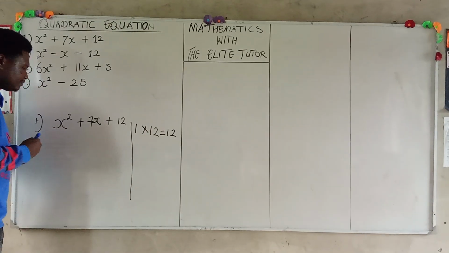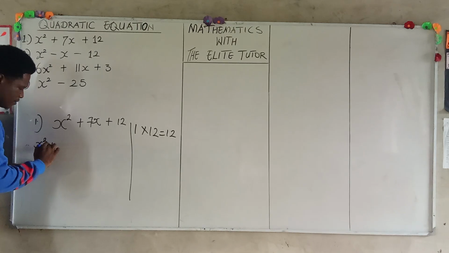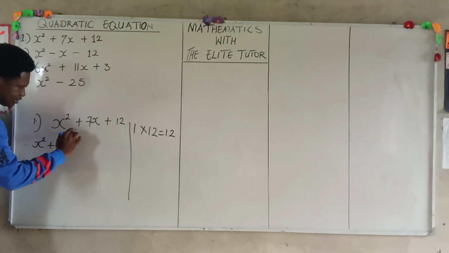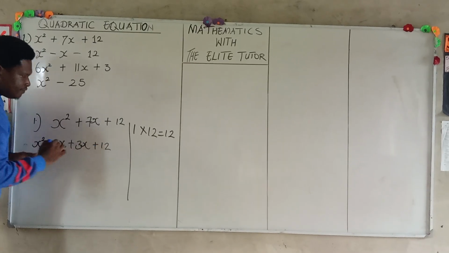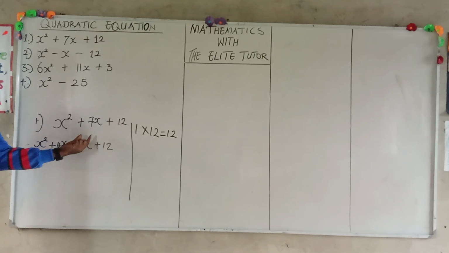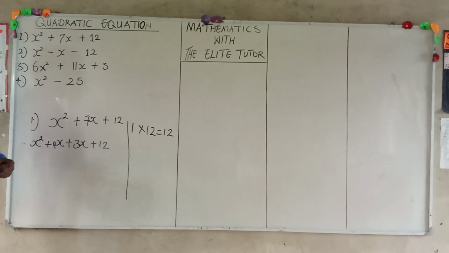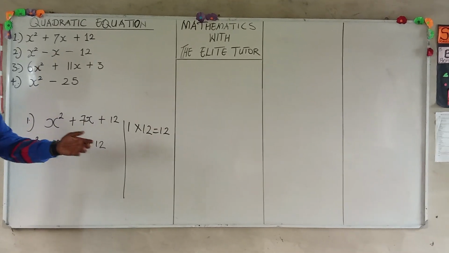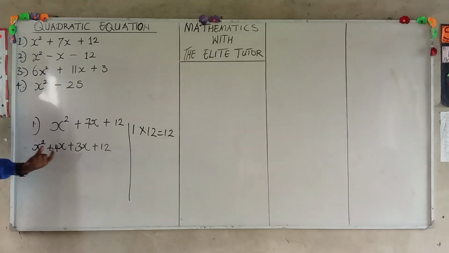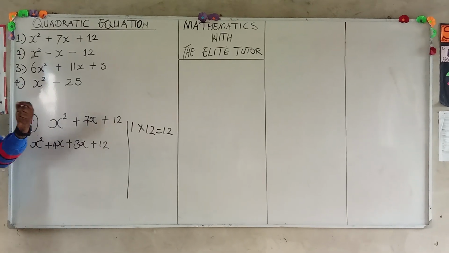Now let's do that. So we have x squared plus 4x plus 3x plus 12. So instead of writing 7x, we have 4x plus 3x. And that's why we see how 4x plus 3x just gives us 7x. Now we've been able to express 7x in form of 4x and 3x.